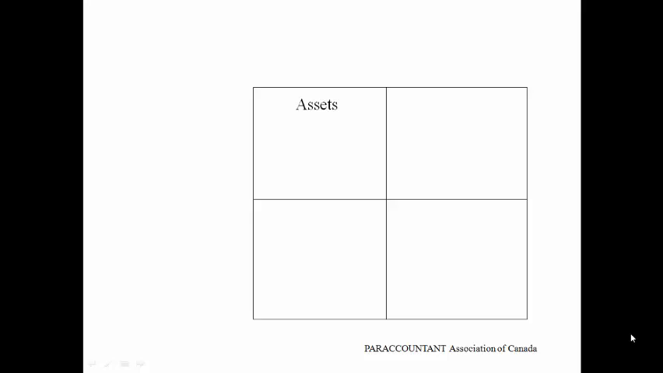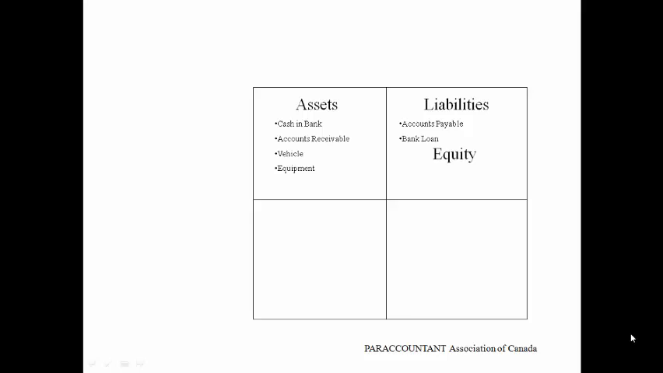We have 4 quadrants. The top left corner we'll use to represent assets. Assets are things you own. For example, cash in the bank, receivables from customers, vehicle, and equipment. Liabilities, this is money you owe. Examples are accounts payable to suppliers, bank loan.